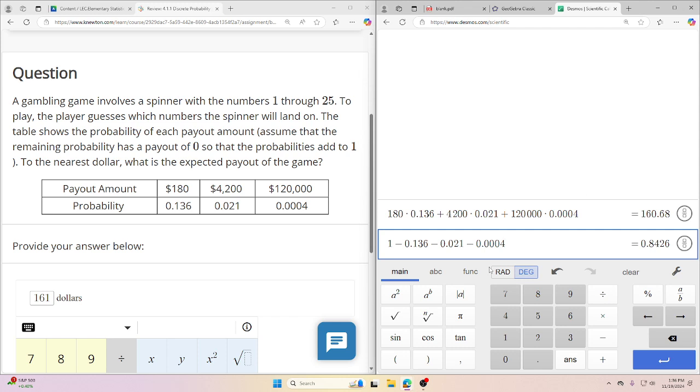So 84. Here's the thing. When I'm looking for this, there's an 84% chance of getting nothing. I just haven't been able to see it yet.